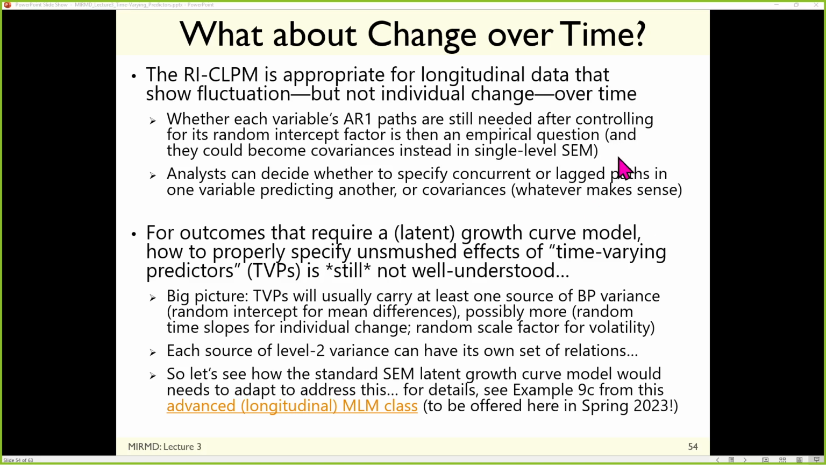What about change over time, though? So if we have variables where it's not a fluctuation study, where we're looking at systematic individual differences in change, that's the context here.